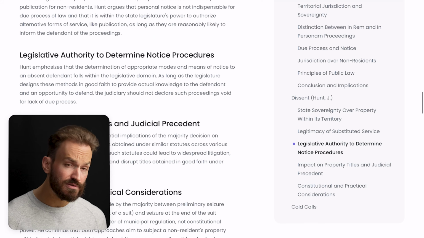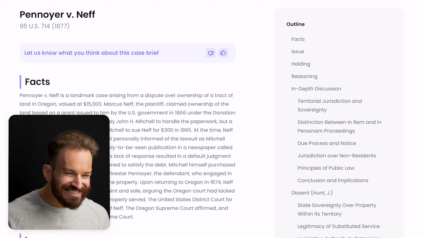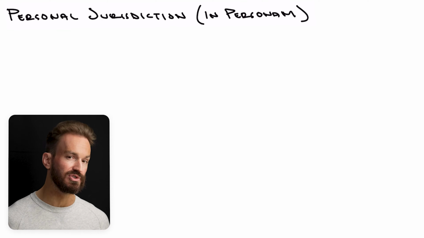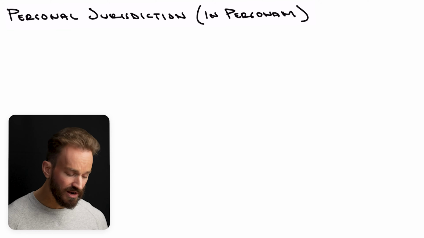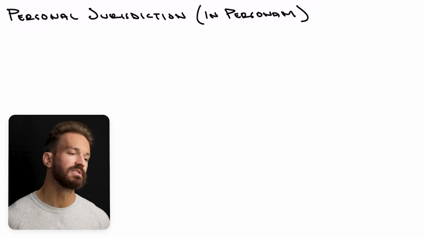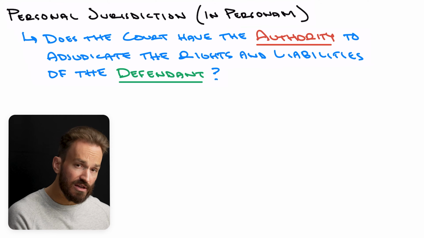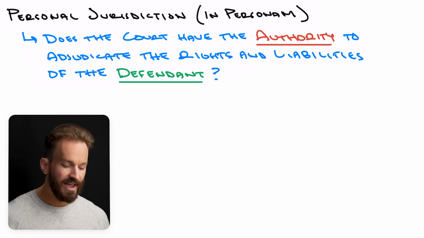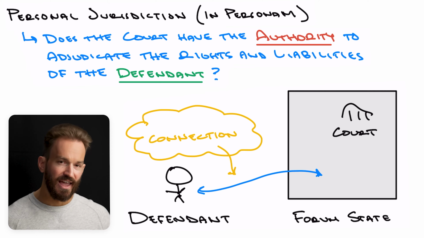So just for some quick background before we jump into the facts here of Pennoyer, this case centers on personal jurisdiction. For this case, we want to understand personal jurisdiction at a broad level before we just jump into it. This is really going to help us understand the court's decision in Pennoyer v. Neff. So personal jurisdiction, specifically in personam jurisdiction, is all about whether the court has the authority to adjudicate the rights and liabilities of the defendant. It ensures we have some connection between the defendant and the forum state.